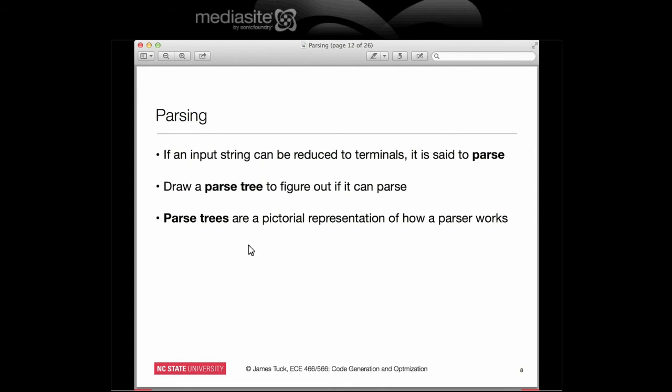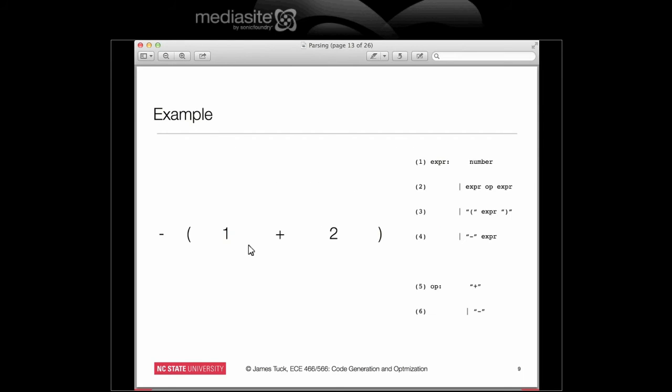Okay, so when we're going to parse some input string, we need a grammar, and then we need to know if that input string can in fact be recognized by the grammar. If it can be recognized by the grammar, then it's said to parse. One way we figure this out is by drawing a parse tree. Parse trees are a pictorial representation of how a parser works. So let's walk through this.